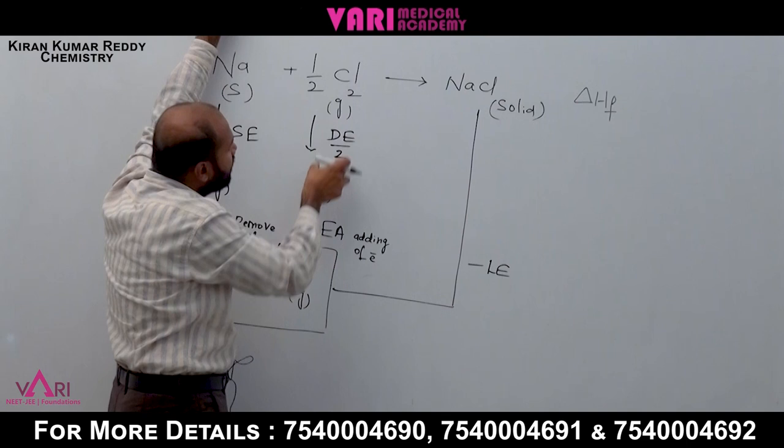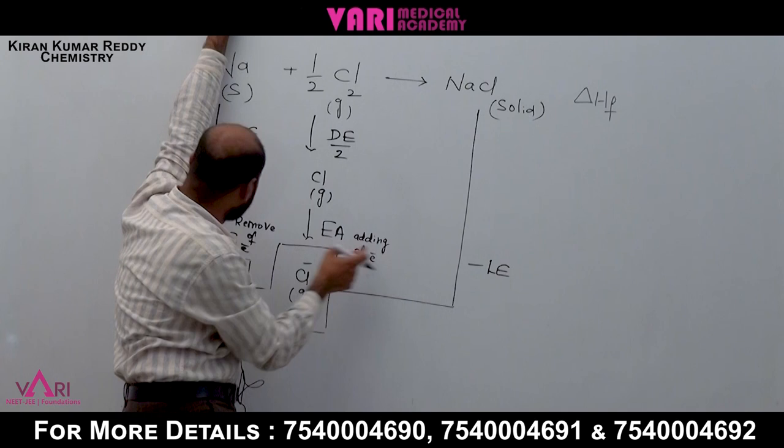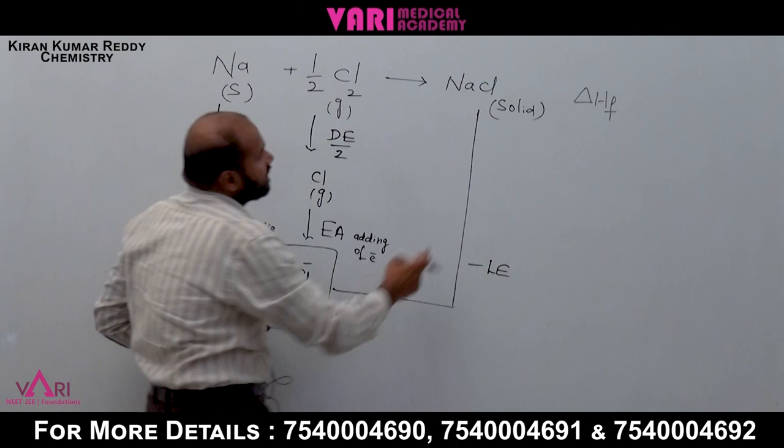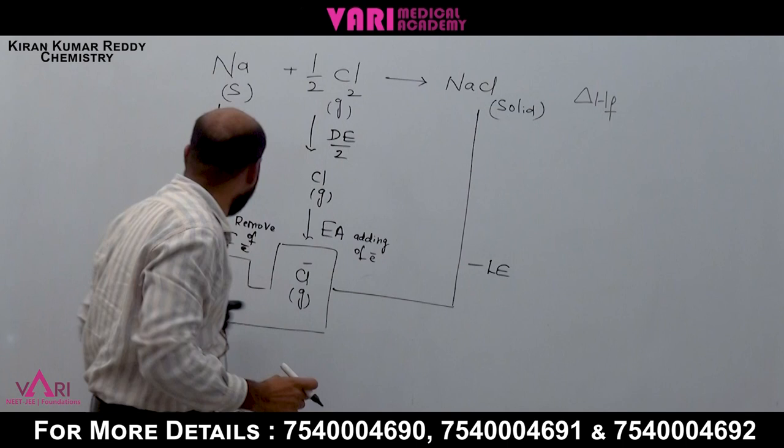Now chlorine gas is formed. Here is one extra electron, adding of electron. Here is removal of electron. Now Cl minus, these two interact to form NaCl. For this process, the energy released in all the steps is the same as in the single step.